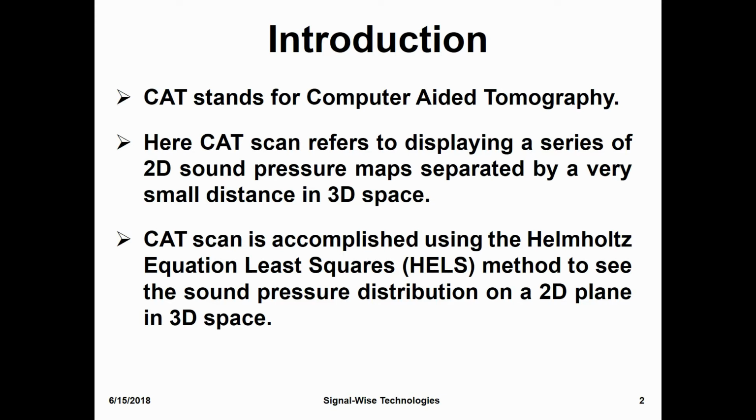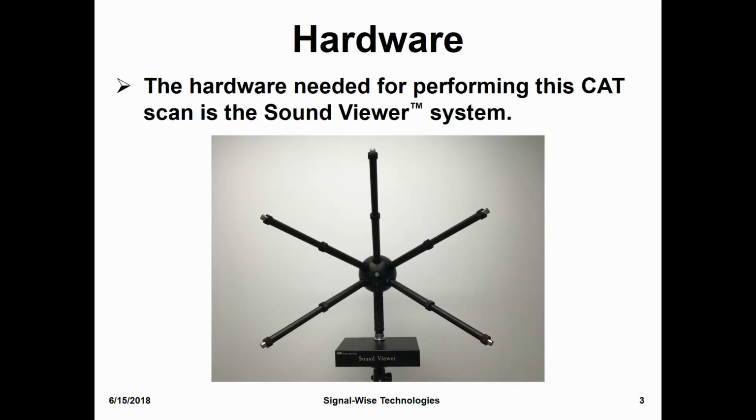Here, CAT scan refers to displaying a series of 2D sound pressure maps separated by a very small distance in 3D space. CAT scan is accomplished by using the Helmholtz Equation Least Squares method to visualize the sound pressure distribution on a 2D plane in 3D space. The hardware needed for performing CAT scan is the sound viewer system.